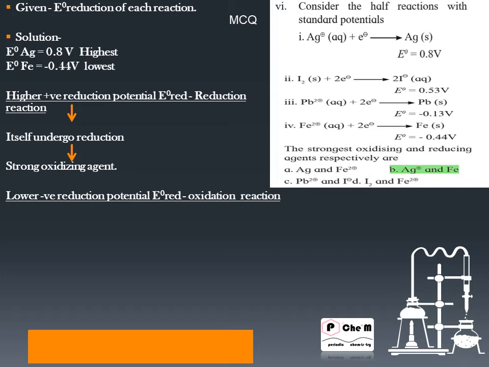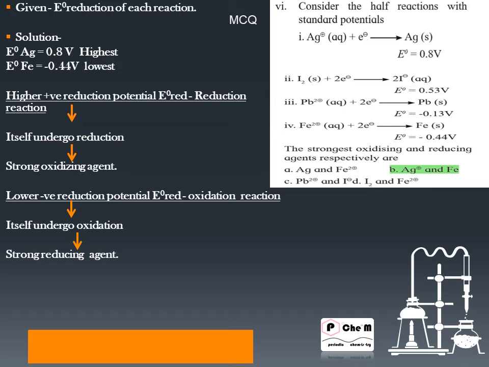Similarly, we can write that lower reduction potential means oxidation reaction. That means the reactions having lower reduction potentials have a tendency to undergo oxidation themselves, and therefore that reagent will be a strong reducing agent.